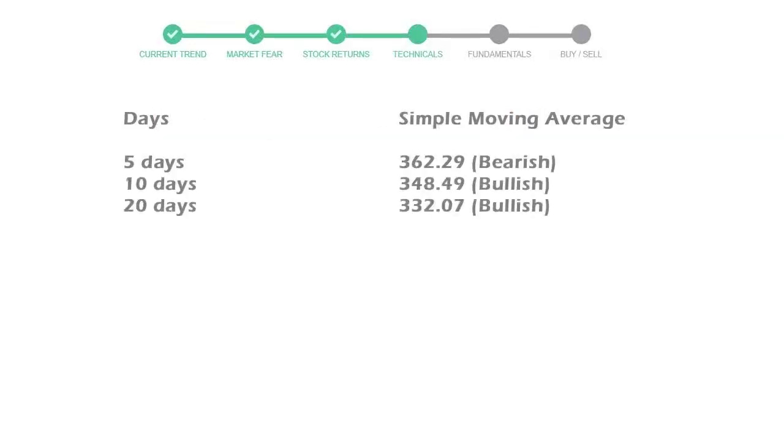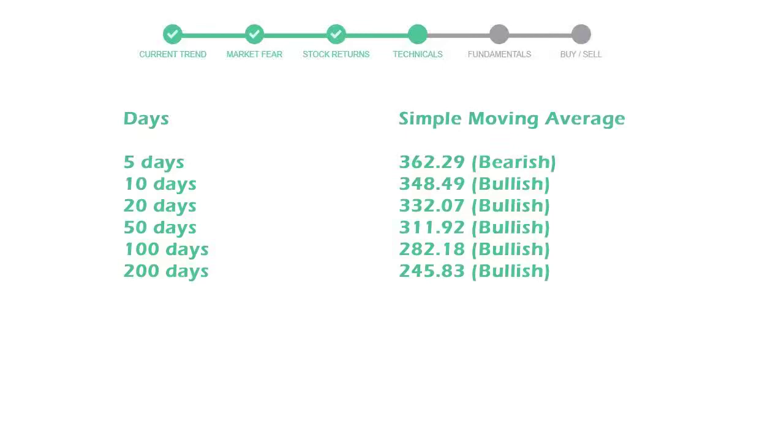Now let's have a look at simple moving average data. Moving average indicates what could be the next footprint of the stock price in the near future. 5-day average is 362 with a bearish indication. 10-day is 348 with a bullish indication.